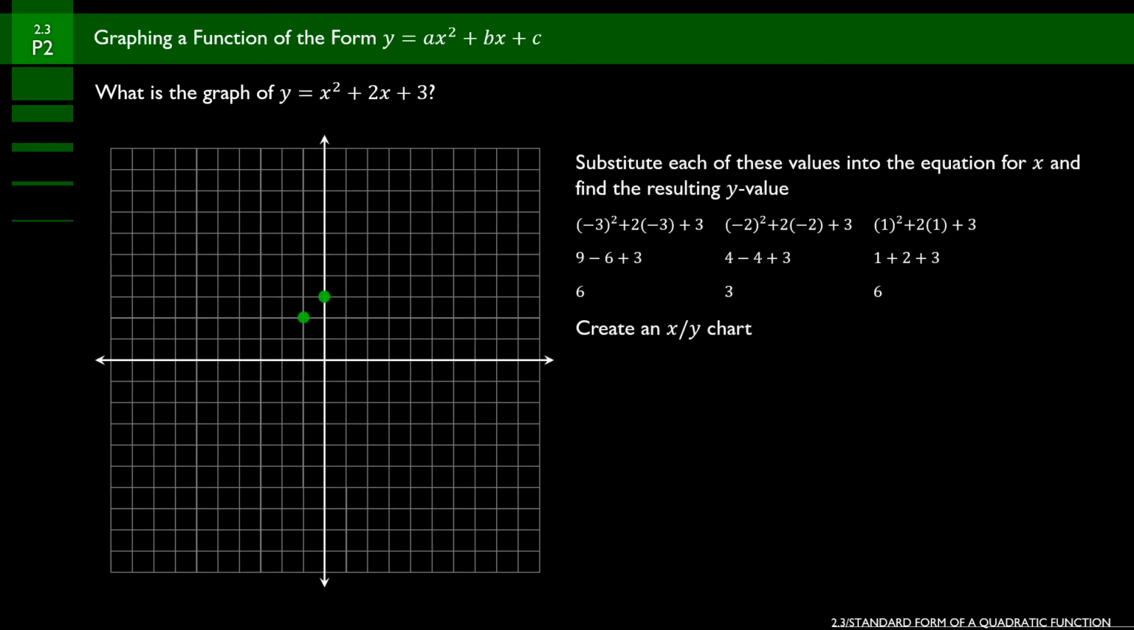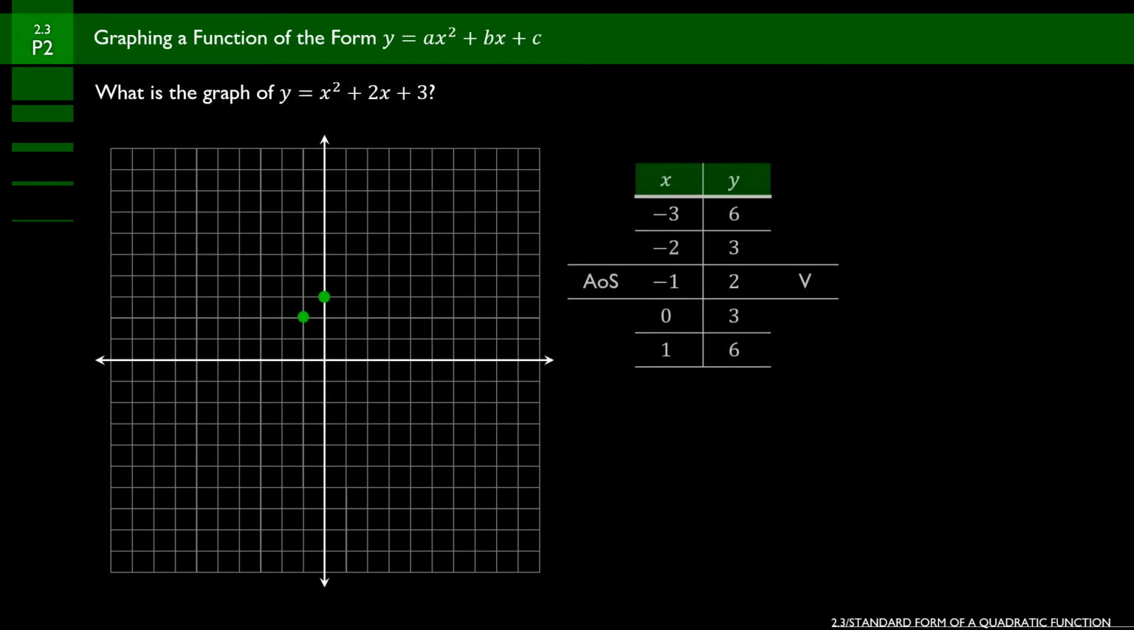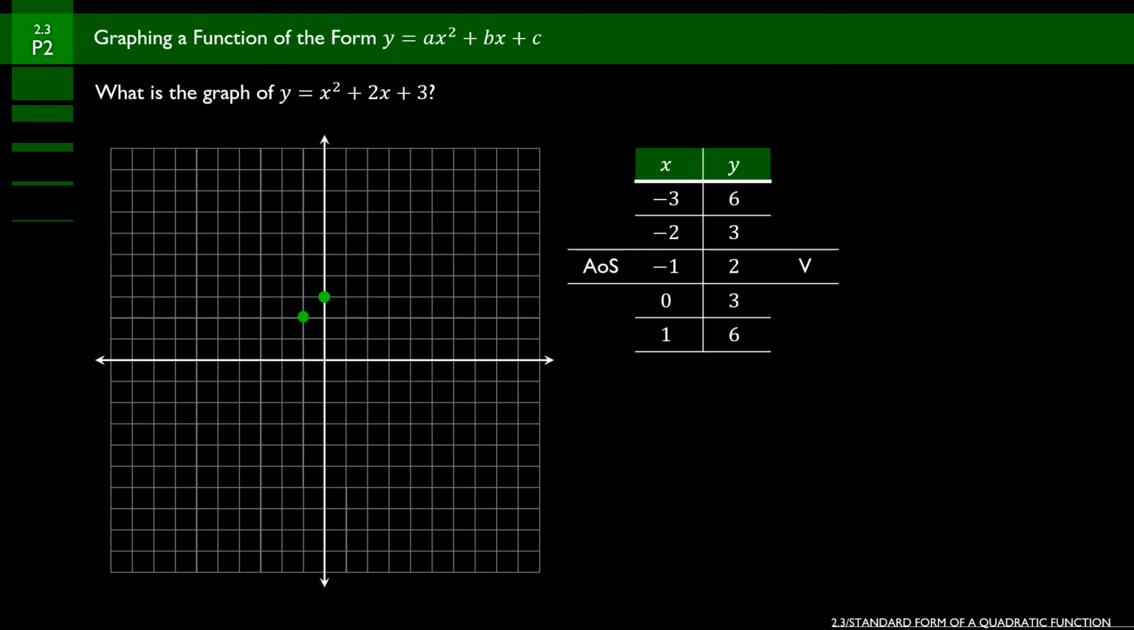When we run those calculations through, we find that negative 3 gives us a value of 6, negative 2 gives us a value of 3, and 1 gives us also a value of 6. So now we have enough information to create our XY chart. We'll create that XY chart and then go ahead and graph all of those points that are on it, connect those points with a line, and there's your graph for y equals x squared plus 2x plus 3.